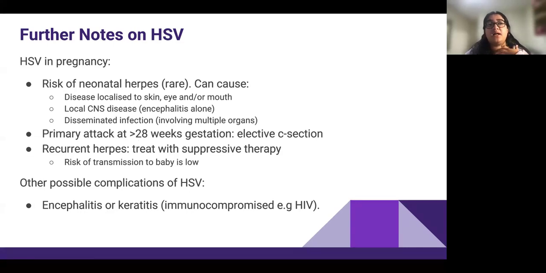If, however, somebody has HSV before they're pregnant, we would want to carry on treating the HSV with antivirals if it causes any issues at the beginning of the pregnancy, because if you suppress the HSV, transmission to the baby is very low. So you'd want to reassure the mother if that was the case.